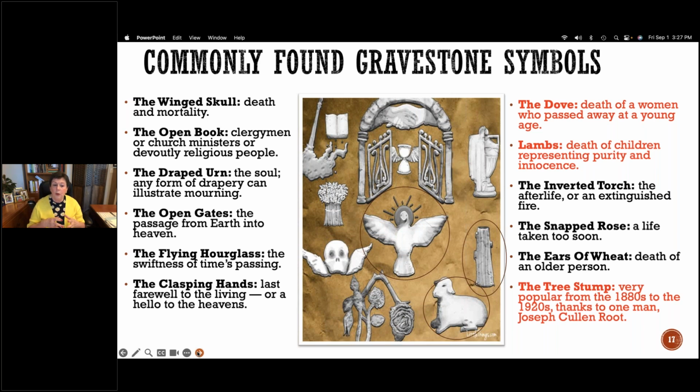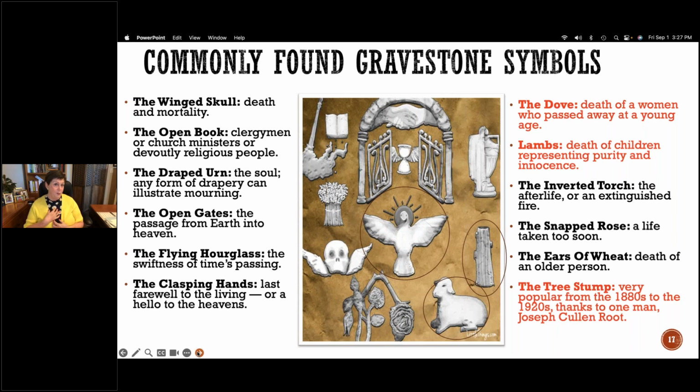But you need to also be aware of the commonly found gravestone symbols. And I've listed some here. The dove kind of jumps out at me anyway. Death of a woman who passed away at a young age. Lambs, death of children, representing purity and innocence.